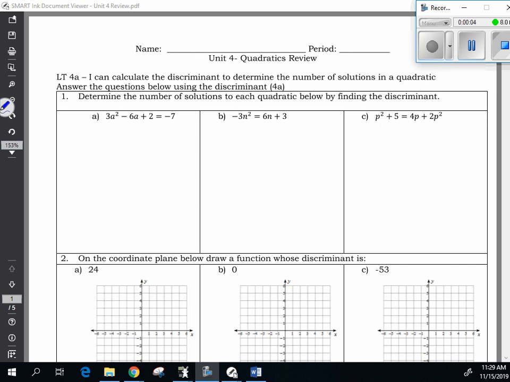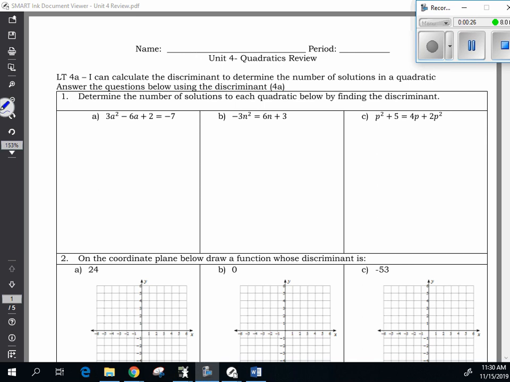Okay, so I'm going to split this review video up into 4 parts. First part is discriminants, second part is solving quadratics, third part is solving systems, fourth part is going to be your regression. So this is part 1. Okay, we're talking about finding the number of solutions by finding the discriminant.